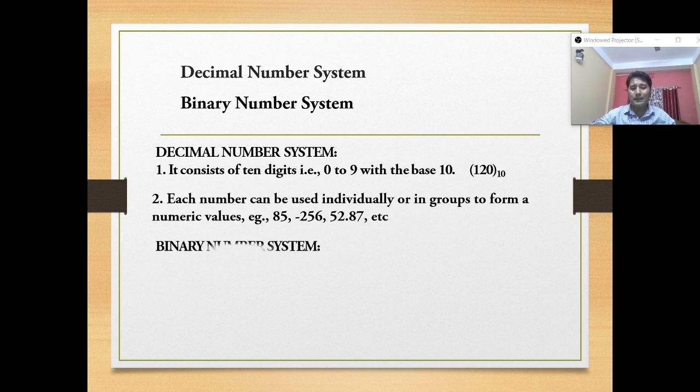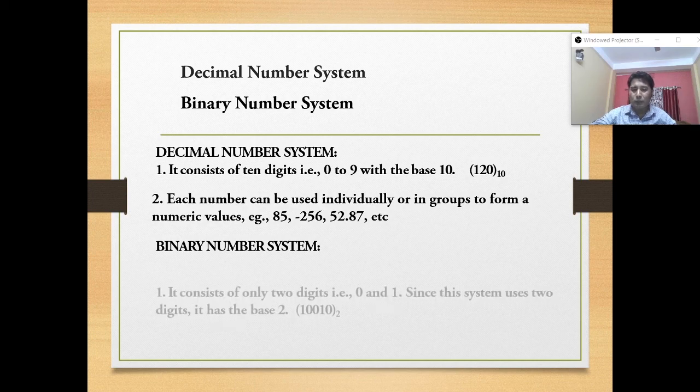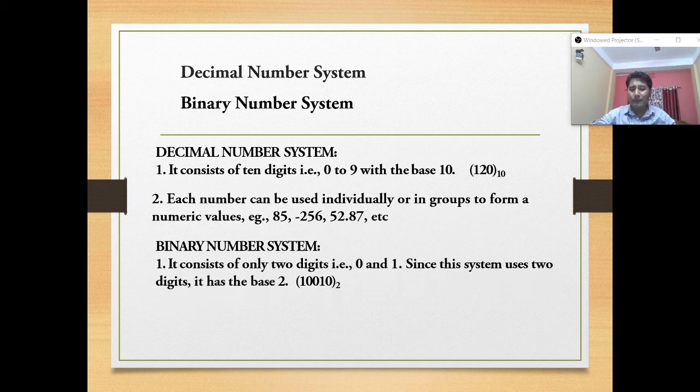Now the next is the binary number system. We have also learned this in the previous class. The binary number system consists of only two digits, that is 0 and 1, which we can also call machine language. Since this system uses only two digits, 0 and 1, it has base 2.